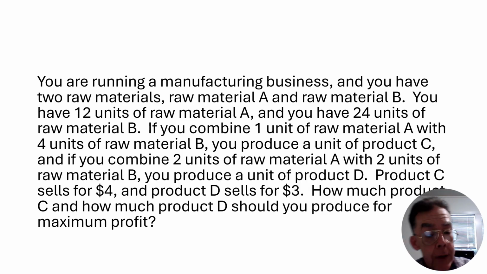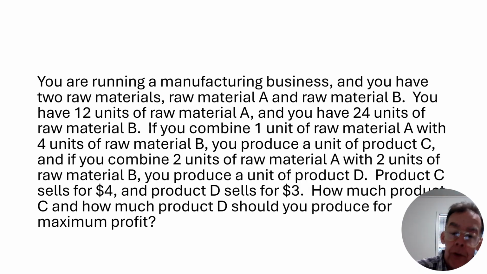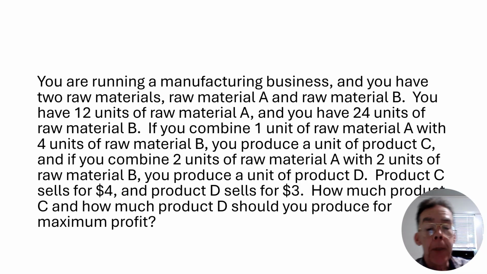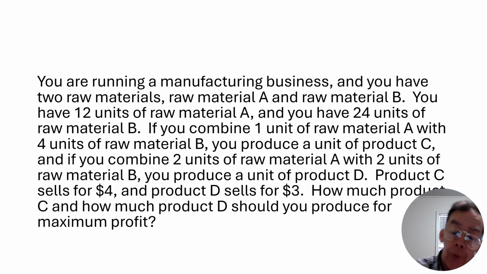So you are running a manufacturing business, and you have two raw materials, raw material A and raw material B. You have 12 units of raw material A, and you have 24 units of raw material B. If you combine 1 unit of raw material A with 4 units of raw material B, you produce a unit of product C. And if you combine 2 units of raw material A with 2 units of raw material B, you produce a unit of product D. Product C sells for $4 per unit, and product D sells for $3 per unit. How much of product C and how much of product D should you produce for maximum profit?